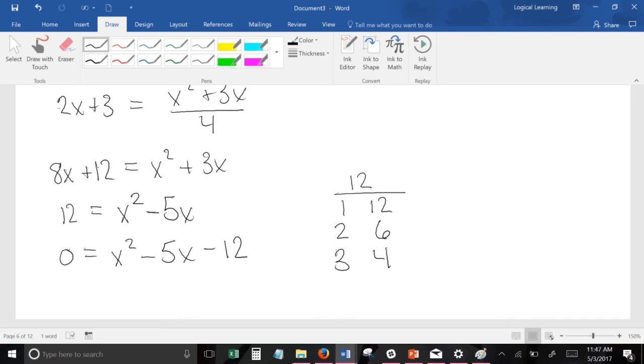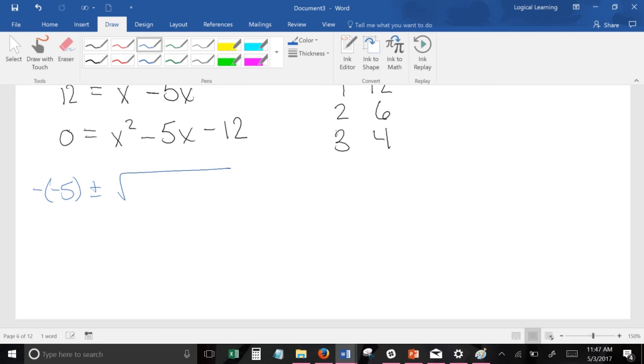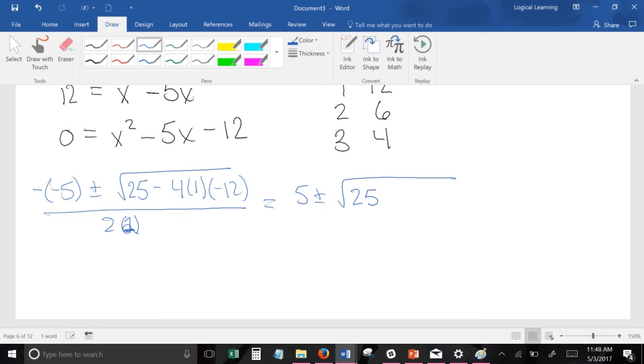Now, none of these sum to 5, so it doesn't look like factoring is going to be an easy way to solve this. But we can use our quadratic equation, and so we have negative b, which is negative 5, plus or minus the square root of b squared, which is 25, minus 4 times a, which is 1, times c, which is negative 12, all over 2a. And our a is 1, so that's 2 times 1.